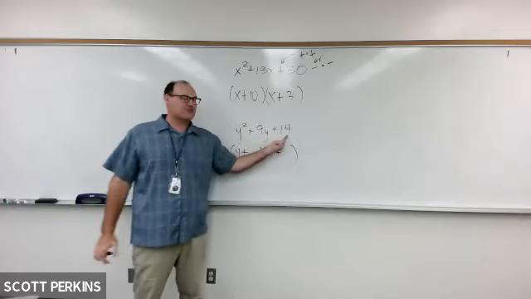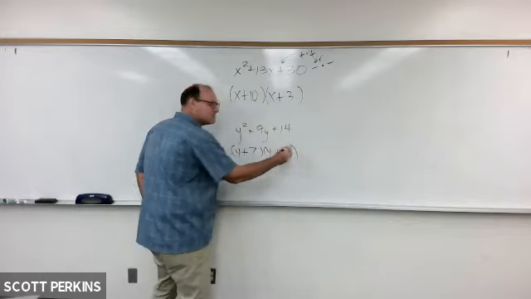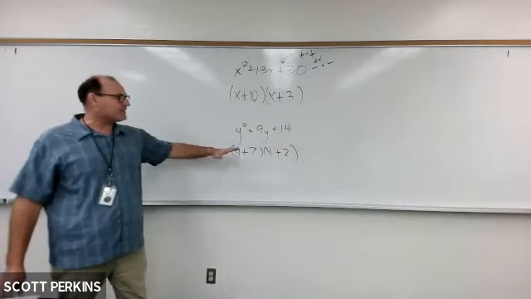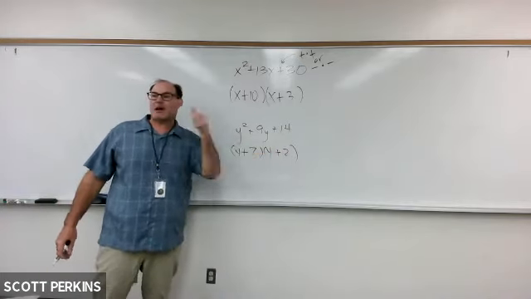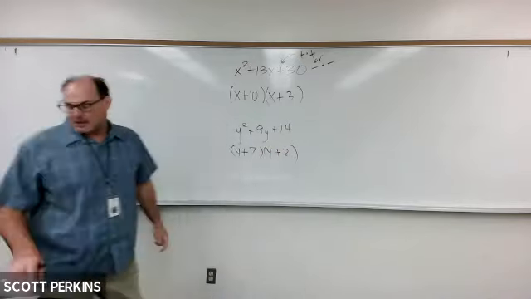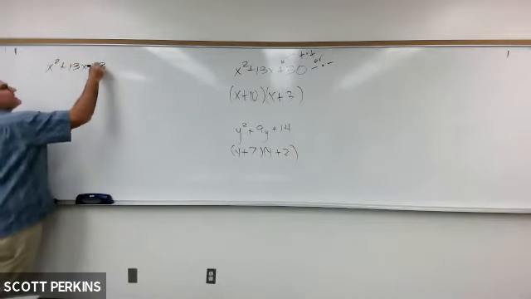And then what are the factors of 14 that are going to add up to 9? 7 and 2, 2 and 7, it does not matter what order you put those in. You can have these two factors in either order. So if you got the plus 2 here, the plus 7 there, 100% correct. Don't erase. Here's the next one. x squared plus 13x plus 36. Go for it.